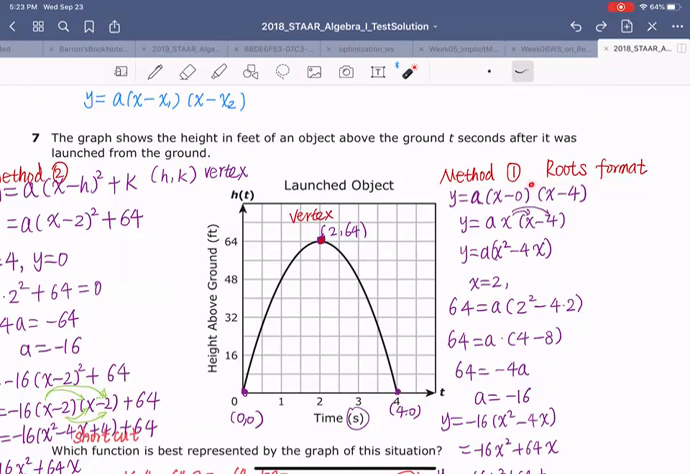Wait, does this first way only work if you have two roots? This first way works if you have two roots and also an extra point value. You see here, you can use your vertex to do it. You can also use this point to do it. Make sense?